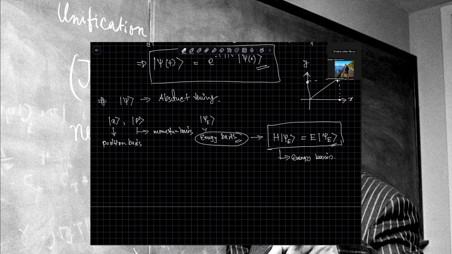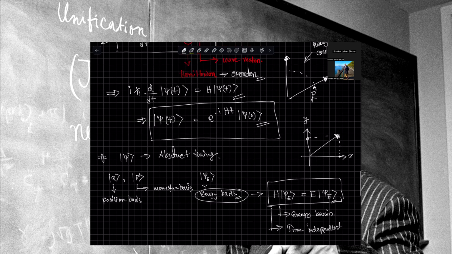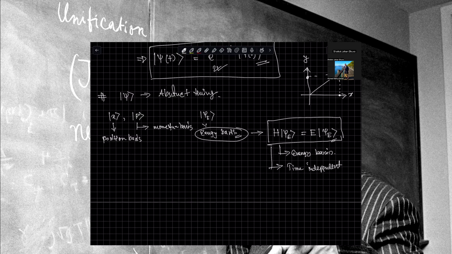And this is indeed the time-independent Schrodinger equation. This is what people call the time-independent equation, because if you are working in the energy basis, you get the eigenvalue equation. There is no time dependence here. And this eventually helps in solving the time-dependent one. Time-independent Schrodinger equation.